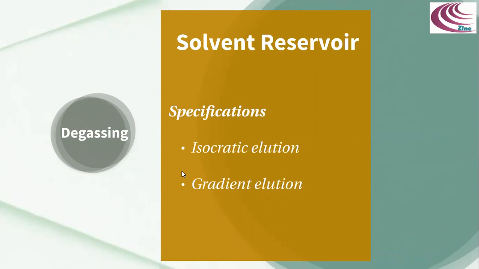High pressure liquid chromatography makes use of a single solvent or a mixture of solvents as a mobile phase, which is contained in a reservoir. The elution of solutes from their mixture, when carried out by using a single mobile phase of constant composition, is called isocratic elution.